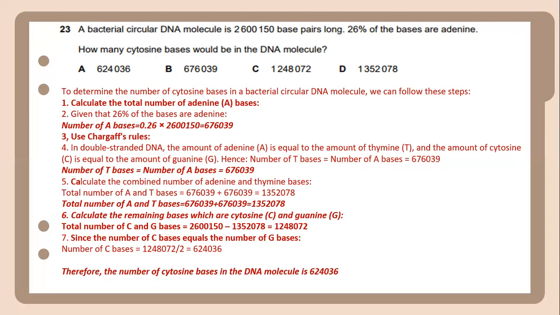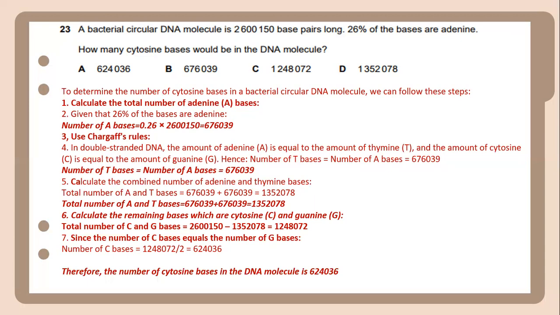676,039. And using Chargaff's rule, in double-stranded DNA the amount of adenine is equal to the amount of thymine, and the amount of cytosine is equal to the amount of guanine. Hence, the number of T bases equals the number of A bases, which is 676,039.